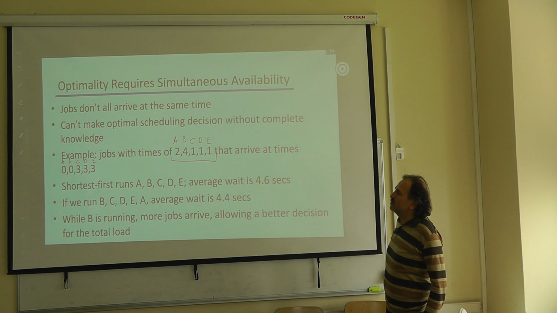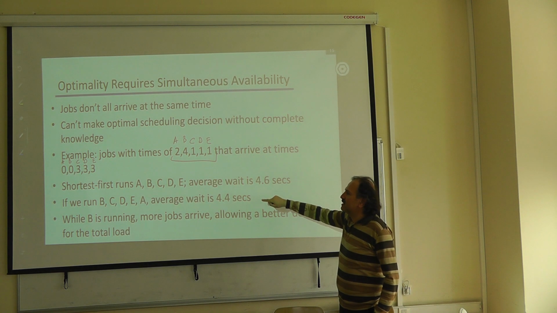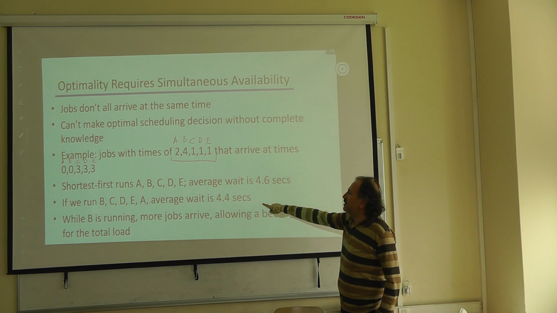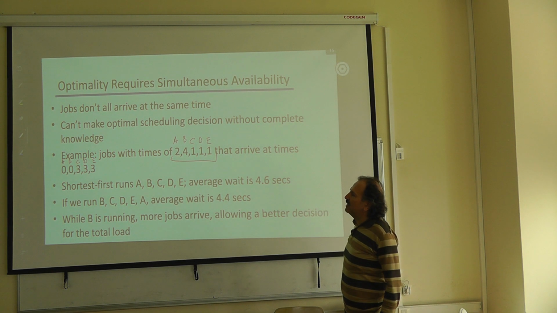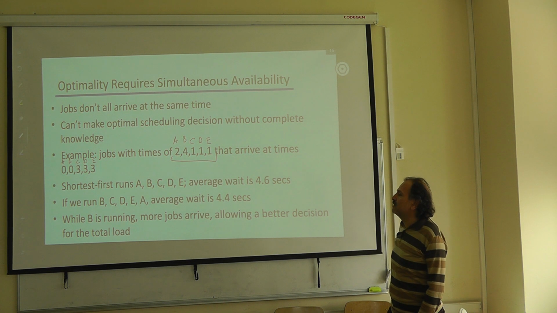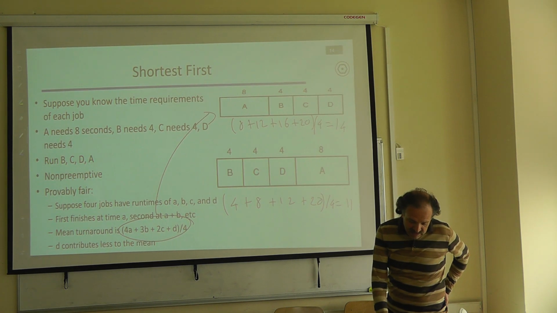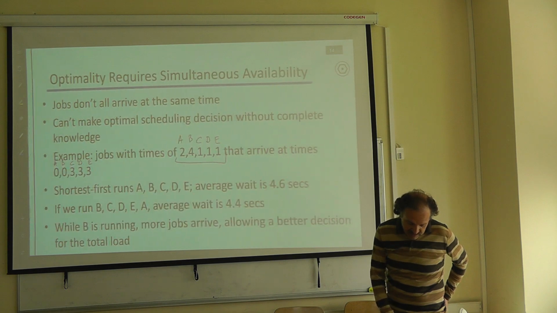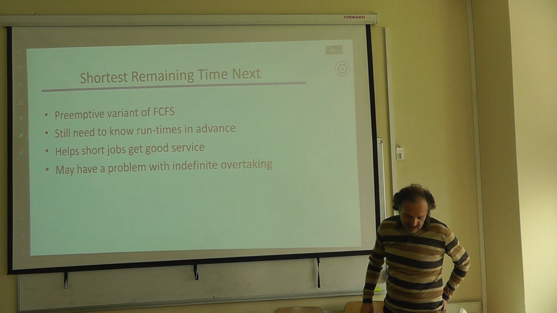So the shortest first average is 4.6 seconds. But if you run BCDE, it drops down to 4.4 seconds. But I can't do this without knowing which one will come next. So that's the downside of the shortest first algorithm. It is not easy to get all this data, the running times and which one is going to run next at the same time.